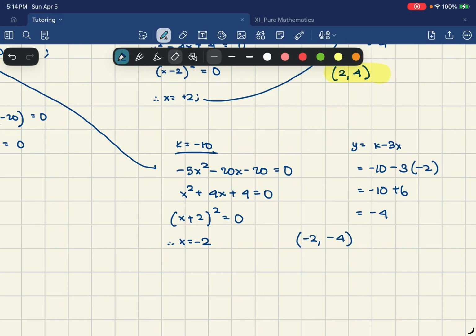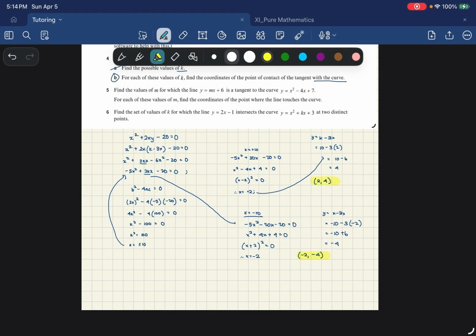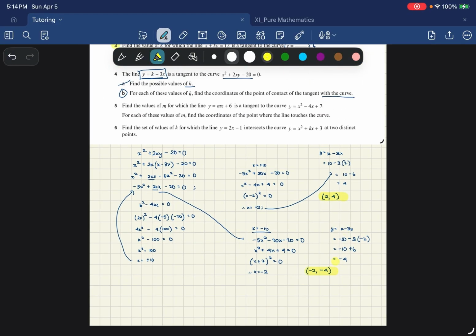So you want to remember which value of k you are using, and you want to perform the calculations accordingly. So these are our points of intersection. So the coordinates of the point of contact of the tangent with the curve are just these points corresponding to their respective values of k. So we are done with part 4.